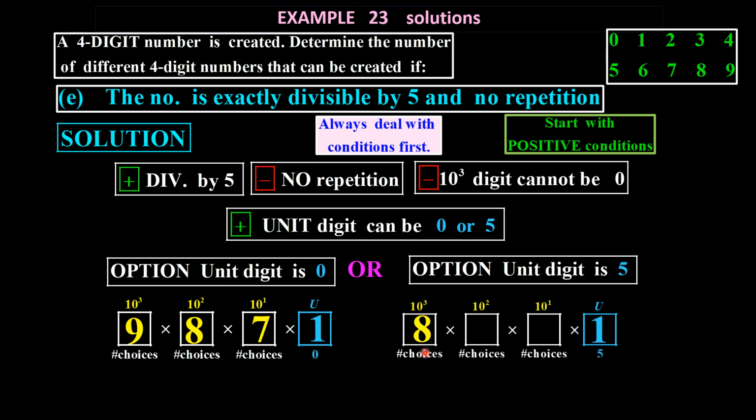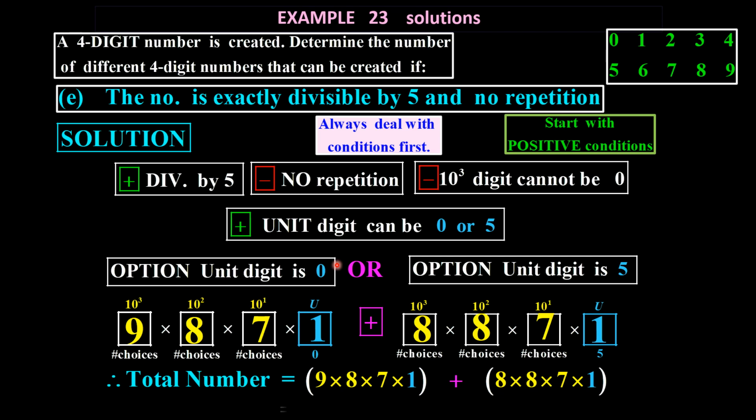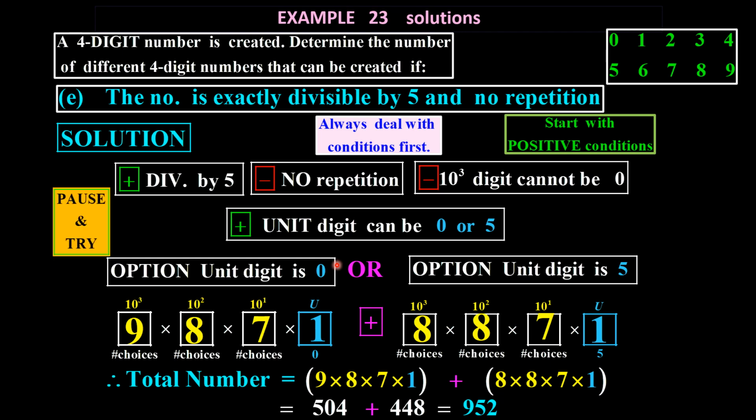Now I've used up 2 numbers already, but I have 10 available of those digits. That means I will still have 8 more. And then I have 7. And we're having the choice between having a unit digit being 0 or the unit digit being a 5. And then I'm going to use my sum rule, so that I'm going to find the sum of those options there. And if we calculate that, that's 504 plus 448, that's 952.